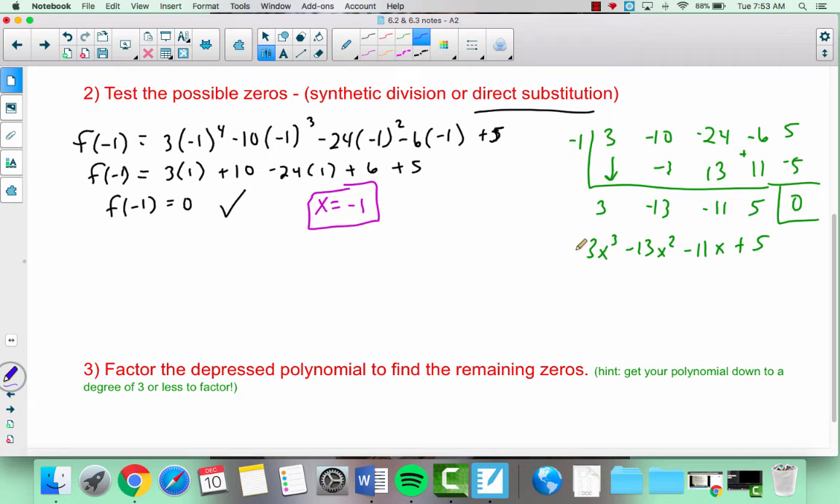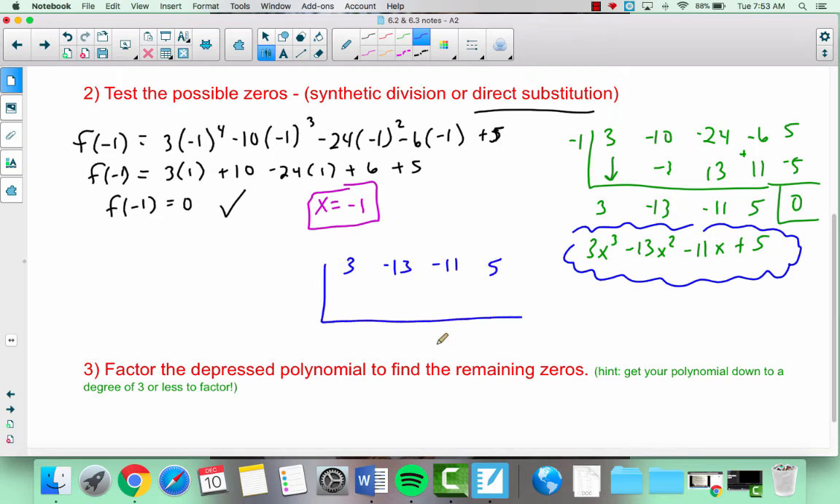I'm going to go ahead and write these numbers here in synthetic. Okay, so I'd have 3, -13, -11, and 5. Now if I test with these numbers and I can get it down to something x squared, then I can use quadratic formula or I can try to factor it on my own.